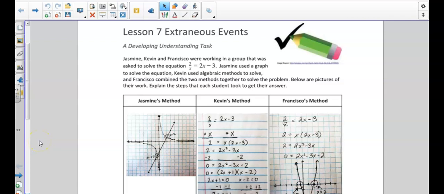In the first part of this lesson, Extraneous Events, we are told that Jasmine, Kevin, and Francisco are working in a group and they were asked to solve the equation 2 divided by x equals 2x minus 3. Notice that the left-hand side is an inverse variation function in the form k over x, and the right-hand side is a line. We are asked to look at the three different methods that they used to solve this same equation, and then discuss their different methods.